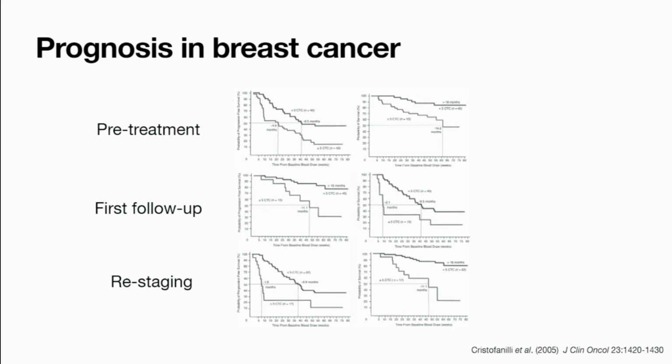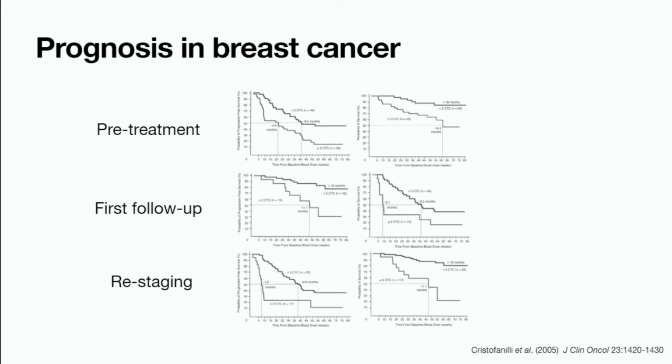So I'll just show you a few examples of some of the data here. This is data that was published with respect to circulating tumor cells and prognosis in breast cancer. Patients in this study had circulating tumor cells measured at the beginning of therapy. And as you might expect, patients with more than 5 circulating tumor cells had the worst prognosis in these cases, and patients with fewer than 5 had better prognosis.